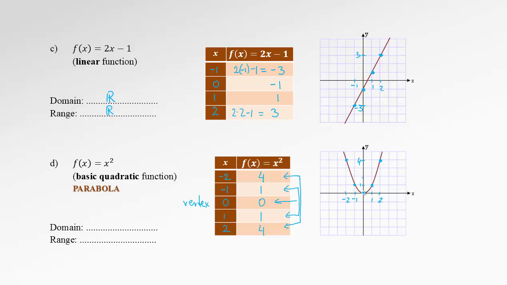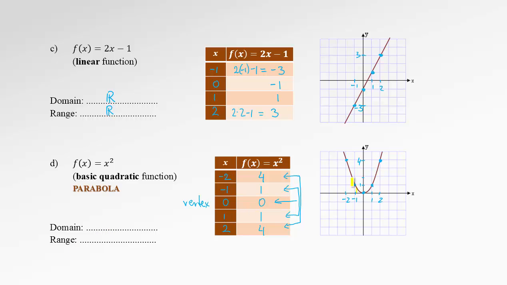We may start with the vertex, and then we go across 1 and 1 up on both sides, and then across 2 and 4 up on both sides. So 1 across, 1 up; 2 across, 4 up, because 2 squared is 4. So those are the easiest points to get for a parabola. Okay, now let's check the domain.